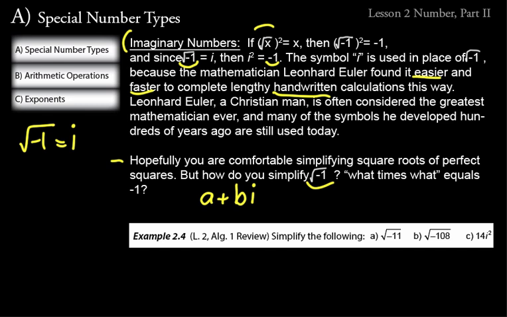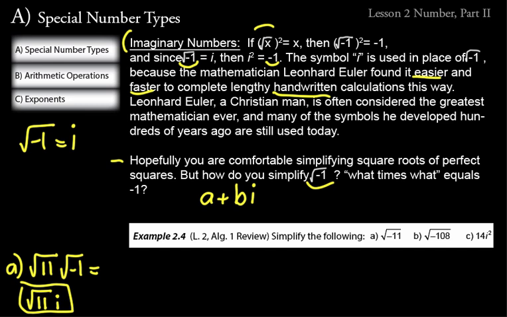Simplify these. A, the square root of negative 11. The simplified form of that means we don't have a negative under the square root symbol. So we have to factor. For A, we'd say the square root of 11 times the square root of negative 1. Factor out a negative 1. And then the square root of negative 1 is i, so we would write the simplified form as the square root of 11 times i. And so that would be our answer, square root of 11 i.